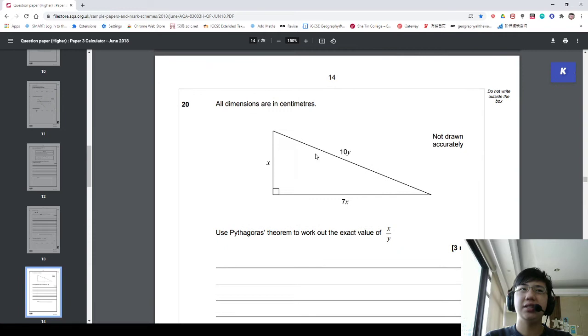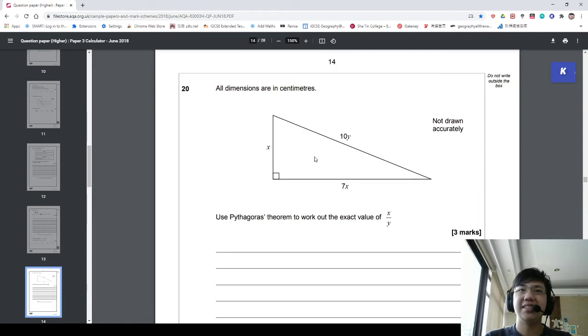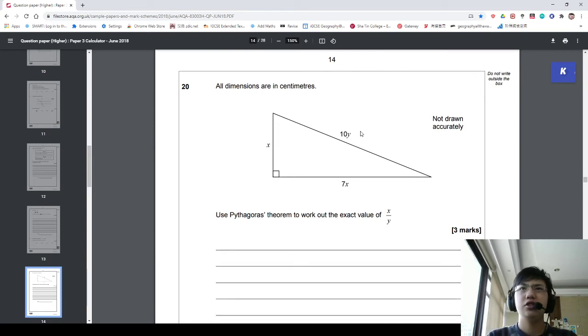Moving on to question 20. All dimensions here are in centimeters, so you don't have to do unit conversions for this question. We are given the lengths of different sides of this right angle triangle, x, 7x, and 10y, and we need to use Pythagoras' theorem to figure out the exact value of x over y.